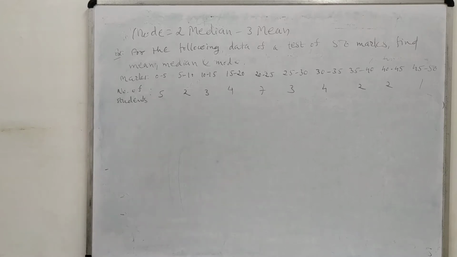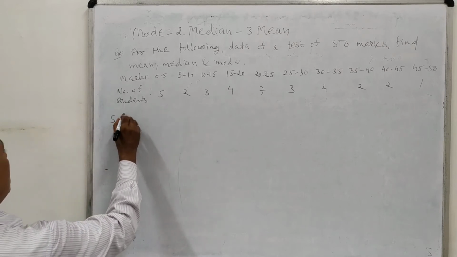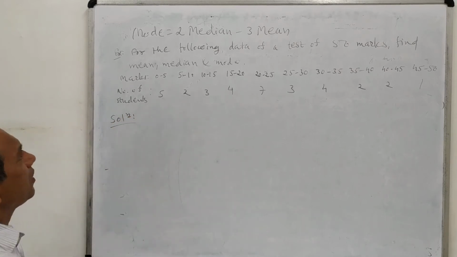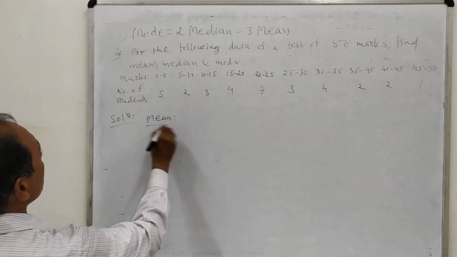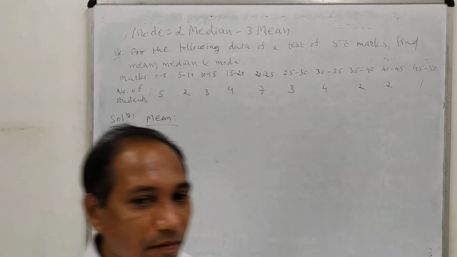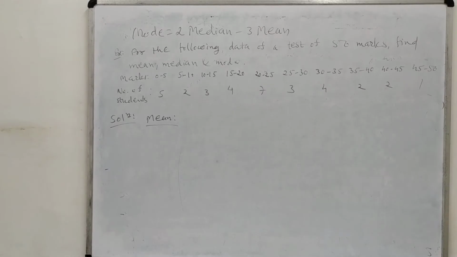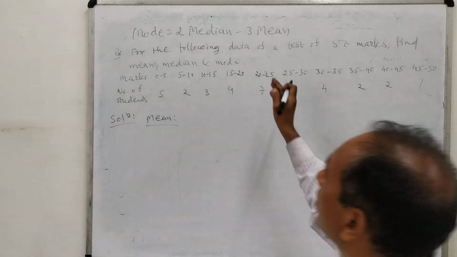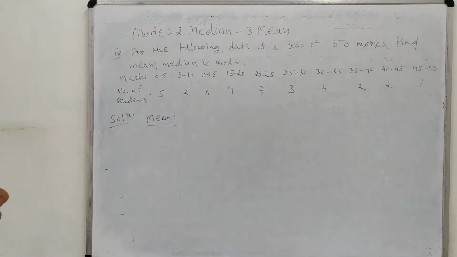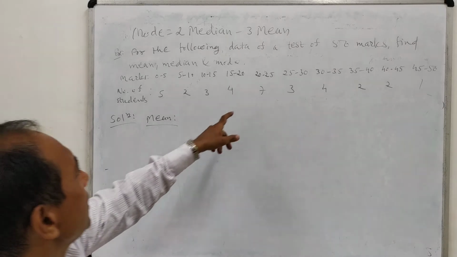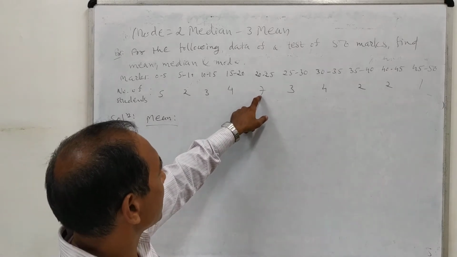Here in the solution I will find out mean, as you will also get revision how to find out mean. Then I will find out median, and mode can be obtained from this formula. Mode can also be obtained very easily because you will have to find out the highest frequency, which is 7, as we have seen in the last example.